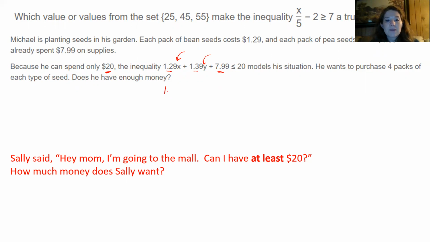All right, so if you have $20, that means you can spend $20 or less, right? That's why we have this less than or equal to sign. Because if you have $20 in your pocket, you can spend $20 or you can spend less than $20. However, since he wants to buy 4 packs of both bean seeds, we're going to make x equal 4, plus $1.39 times 4 packs of pea seeds. So y is also going to equal 4, plus $7.99. Is that less than or equal to $20?